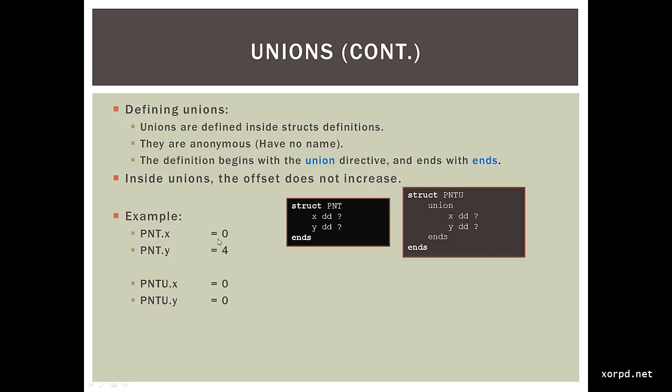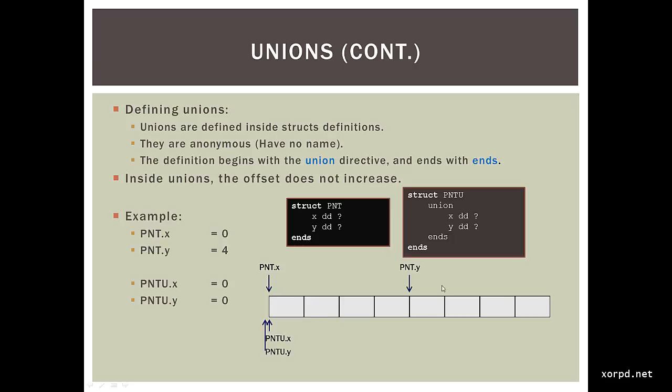Basically we have pnt.x is 0 and pnt.y is 4. However, pntu.x is 0 and also pntu.y is 0. Basically, x and y are just different names for the same location when we consider the pntu struct. However, in the pnt struct, x and y represent different locations in memory. Let's look at the picture. If we think about some 2 DWORDs in memory, then we have that pnt.x points to location 0 and pnt.y points to location 4. However, if we think about the pntu structure, which is basically a union, we get that pntu.x and pntu.y point to exactly the same place.